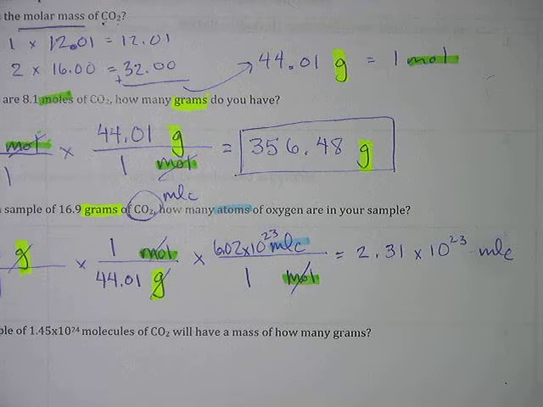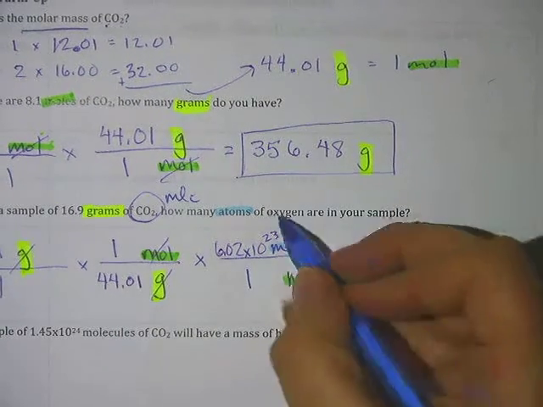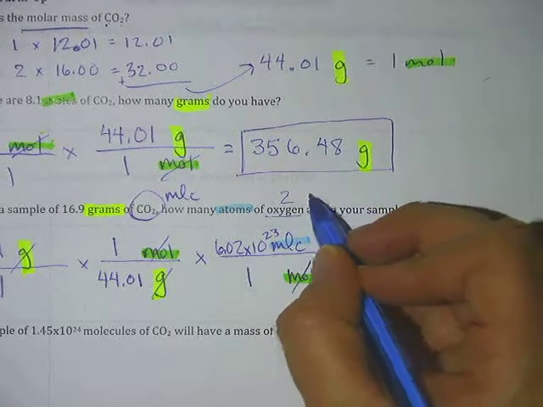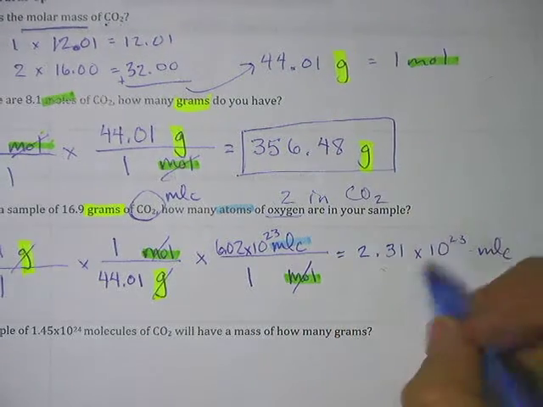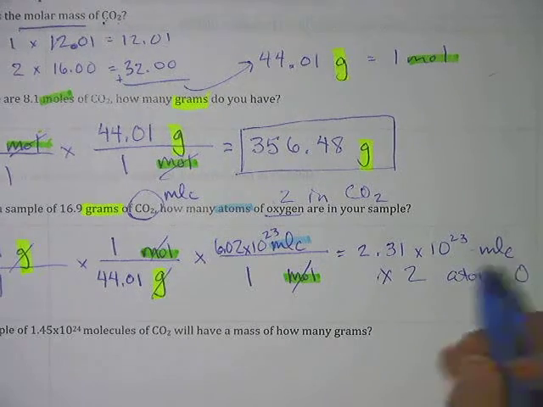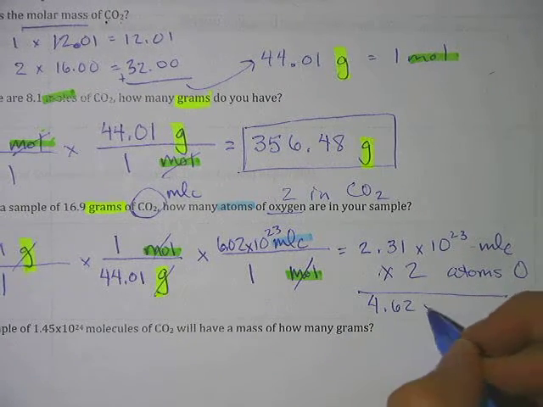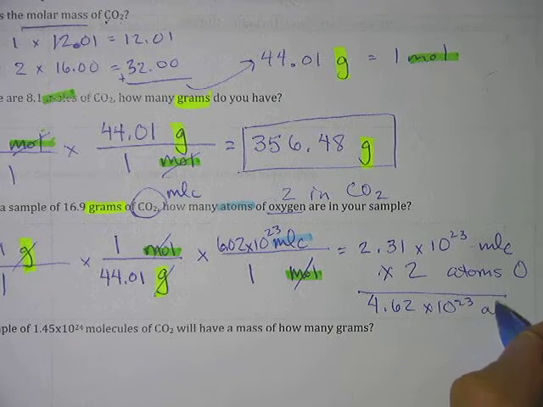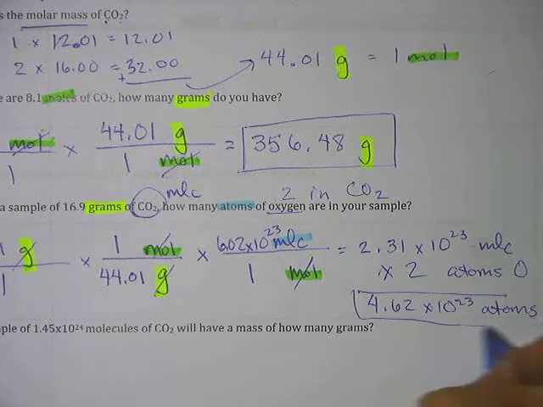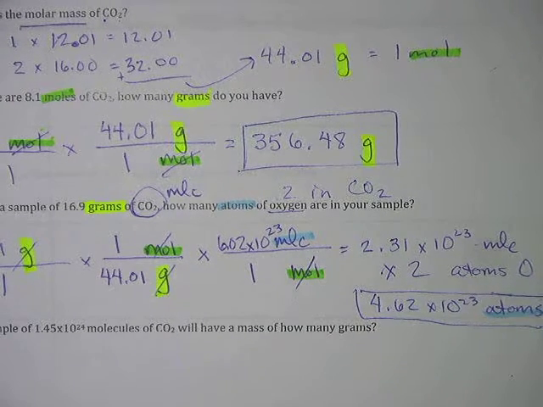How many oxygens are in carbon dioxide? Two. That means since they want oxygen and there are 2 oxygens in CO2, we're going to multiply times those 2 atoms of oxygen. And when you multiply it by 2, that's going to get you your final answer. So this is a problem where you have to do the extra step, like the ones on the bottom of page 41.